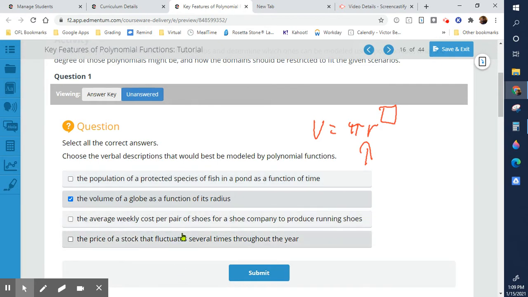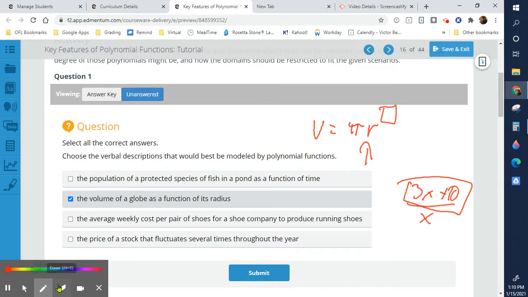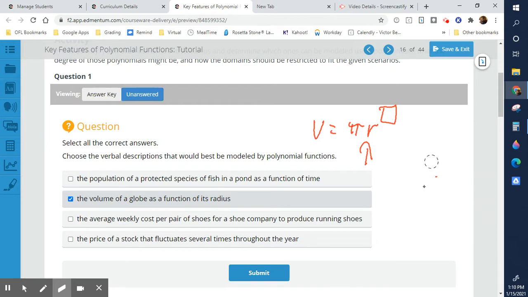The average weekly cost for a shoe company to produce running shoes. So the average weekly cost. I feel like this is going to be over some amount of time. So this isn't so much an exponential because it might have something like this. It's not really having x to a power. Again, I could be wrong. I might be interpreting these wrong.